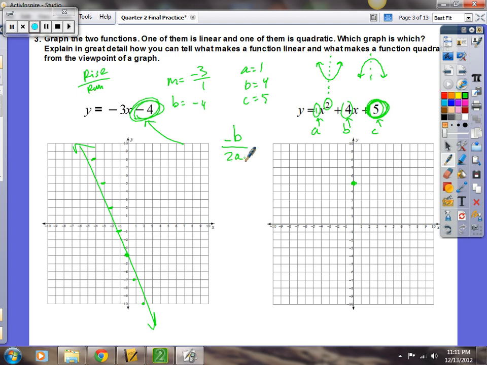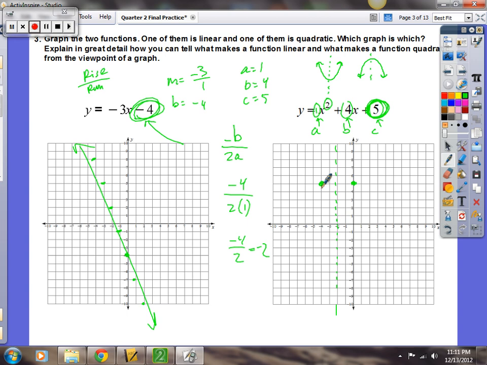So now let's plug in our values. -4 divided by 2 times 1. It's going to be -4 divided by 2, which is just going to be a -2. So my parabola is symmetric about -2. So here's what I know. I get a dot for free. I got that dot there that reflects across the line of symmetry. I've got a dot right there.